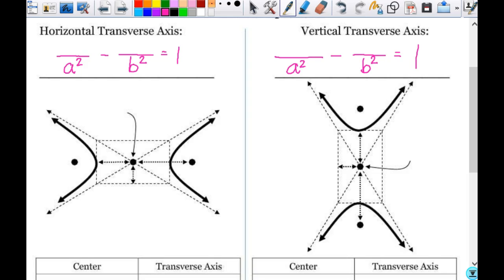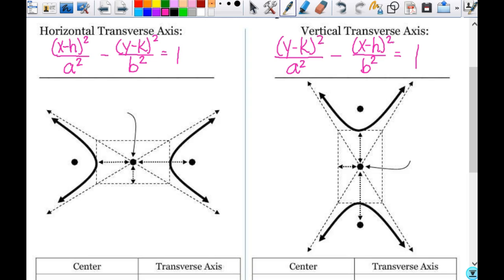If it is a horizontal transverse axis, like the x-axis is, then your x minus h term comes first, then your y minus k term comes second. If it's a vertical transverse axis, okay, and that's the one where the vertices and the foci and everything all line up, then like the y-axis is, then the y term comes first. And order here totally matters because it's a subtraction. Okay, everybody good with that?